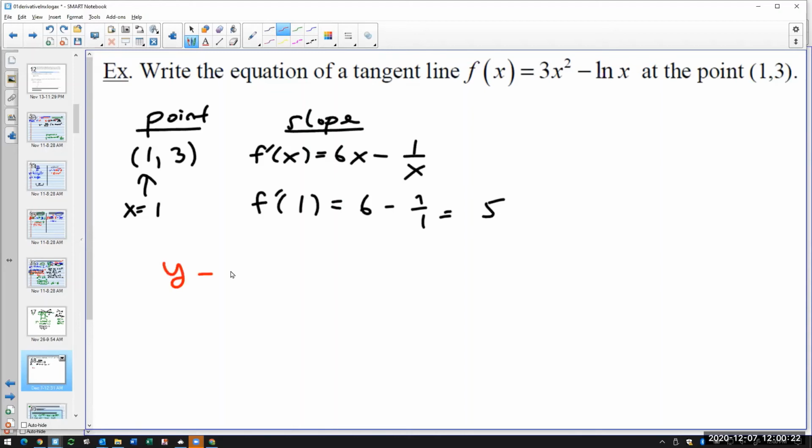y minus y, so this is my x and this is my y, y minus y is equal to the slope times x minus x. Can you guys do that? We've already tested on this. Okay, this is your answer. I would accept this answer. My math lab might be picky. They might want you to add 3 to both sides. Okay, that's probably all they want you to do.